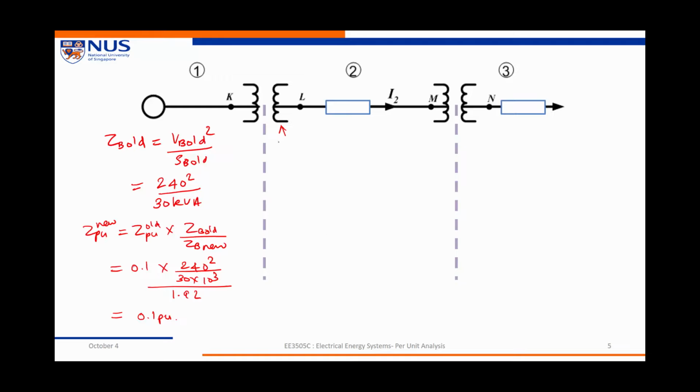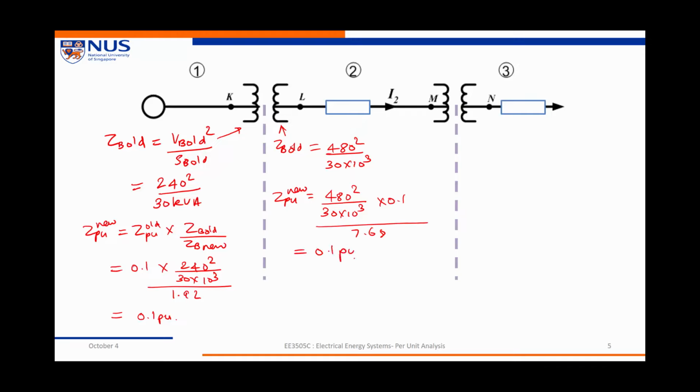So the Z base old here is, for the second side, 480 square by 30 into 10 raised to 3. I can find out the Z per unit new is 480 square divided by 30 into 10 raised to 3 into 0.1 divided by 7.68, which gives me back my value of 0.1 per unit. So this transformer has an impedance of 0.1 per unit.